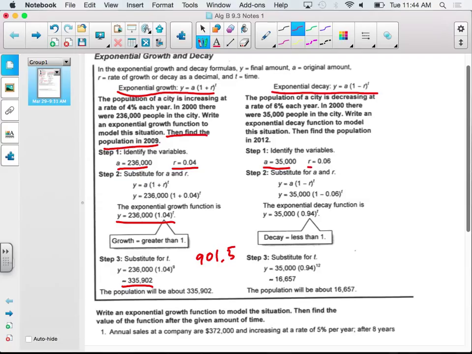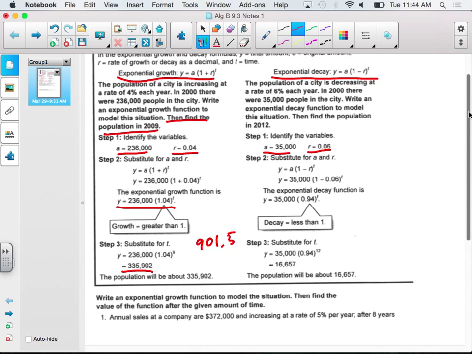And then R is our rate, so 6%. 6%, exactly. So we have our basic formula for exponential decay, y equals a times 1 minus r to the t power. So we just substitute in our two variables. 35,000 comes in for a, 0.06 goes in for r. And just do your order of operations. So 1 minus 0.06 becomes 0.94. And since our rate is less than 1, that's how we tell it's exponential decay.